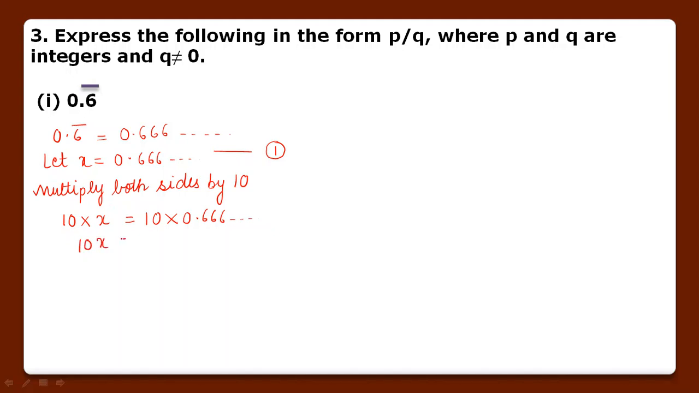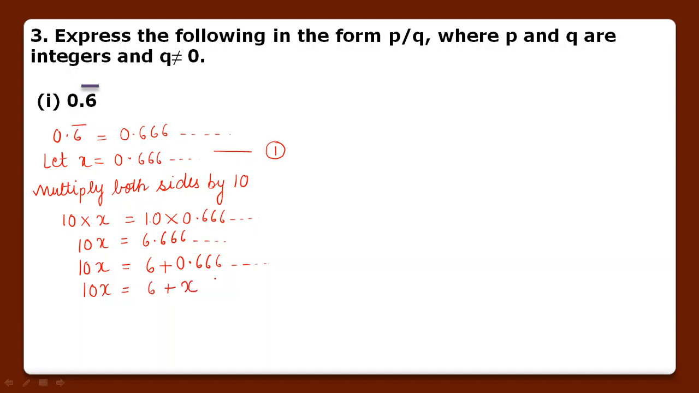10x is equals to, when we multiply this by this, we'll get 6.666 and so on. We'll write here 10x. अब हम इसमें से स्प्लिट कर देंगे अपने फर्स्ट इक्वेशन का x. 0.66 को जब हम इसमें से स्प्लिट कर देंगे, we'll get here 6. 6 plus 0.66 क्या बना? 6.66. So हम इसे ऐसे लिखेंगे. This is the way to calculate.